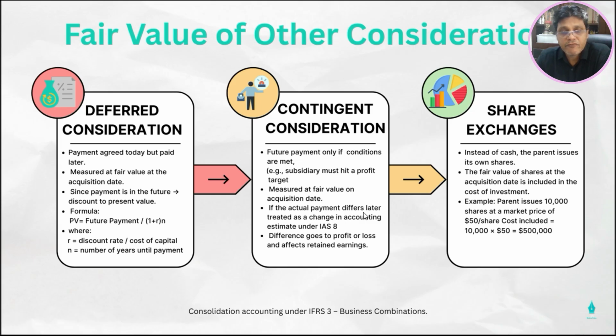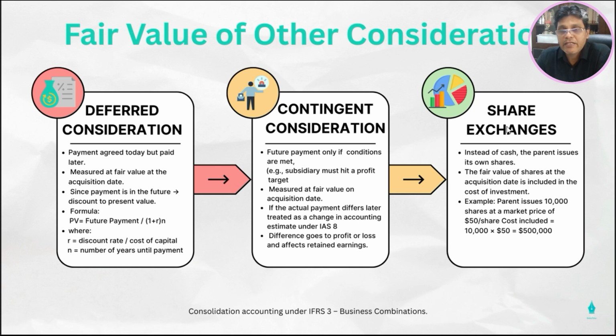If the actual payment differs later, it is treated as a change in accounting estimate under IAS 8. The difference goes to profit or loss and affects retained earnings. So in this case, for example, the contingent payment upon achieving a profit is, let's say, 100,000, but actually achieved, let's say, 75,000. That difference of 25,000 will be transferred to the profit or loss account based on this contingent consideration. It is allowed under IAS 8.